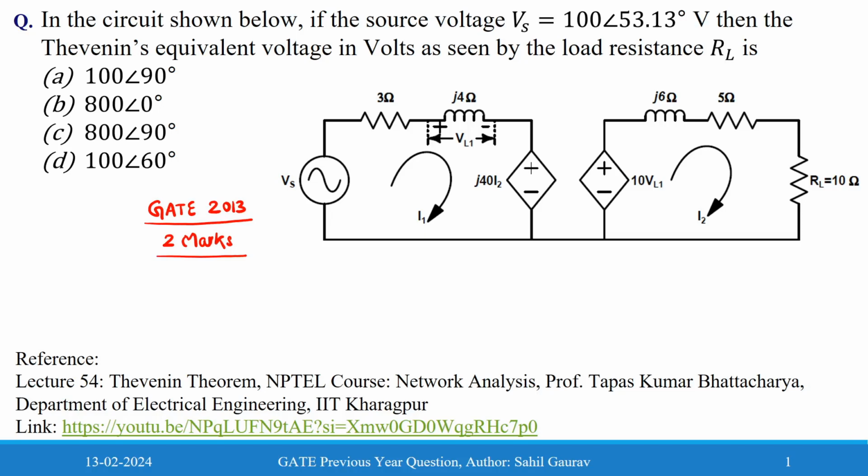The problem is that in the circuit shown below, if the source voltage Vs is equal to 100 at the angle of 53.13 degree volt, then the Thevenin's equivalent voltage in volts as seen by the load resistance RL is. And the options are 100 at the angle 90 degree, 800 at the angle 0 degree, 800 at the angle 90 degree, and 100 at the angle 60 degree.